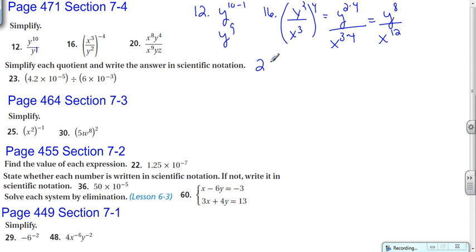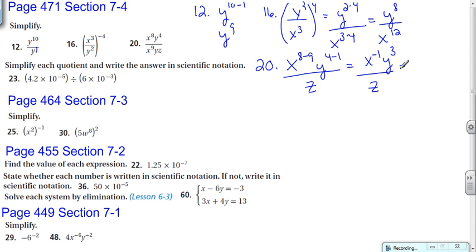Number 20, like bases, keep the base, subtract the exponent. So I'm going to have x to the 8 minus 9. Y is going to be 4 minus 1. And there is no z on the top, so I'm just going to leave the z on the bottom. You could have put a z to the 0 on the top and then did z to the 0 minus 1. So you'd add it all on the top. But this is going to give me x to the negative 1 y cubed over z.